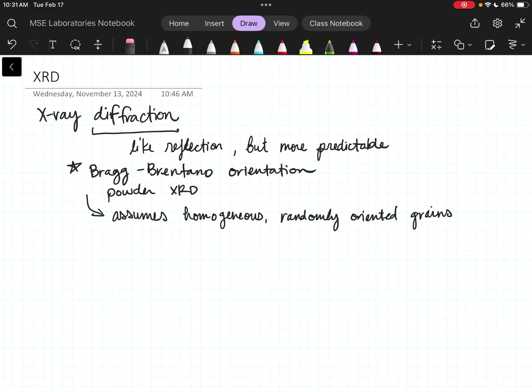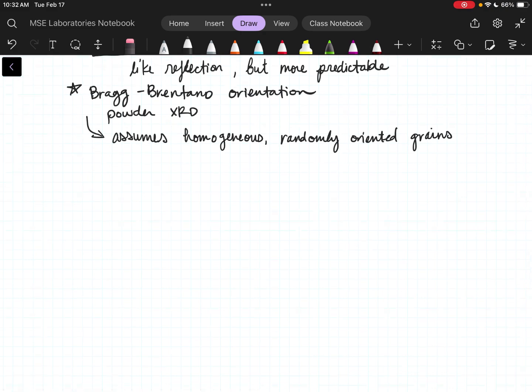So I'm going to be talking about this Bragg-Brentano orientation, basically meaning that we're talking about randomly oriented grains, as opposed to if we were running something that was crystalline, like a single crystal. Single crystal XRD is its own whole field of study. And it does have differences to what I'm going to talk about today. There are principles that stay the same between all of them because physics doesn't change. Physics is physics. But what I'm talking about is assuming this kind of random orientation.